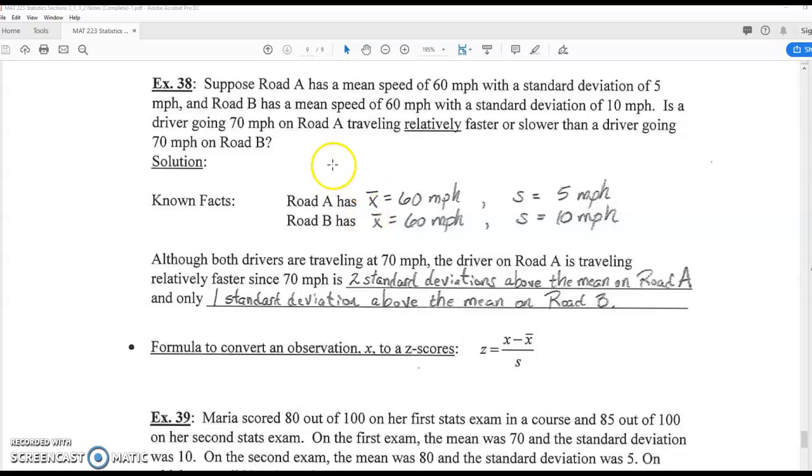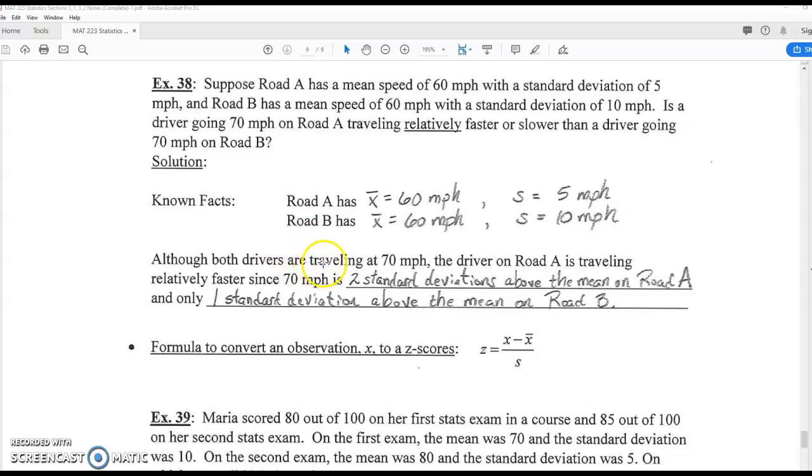So here's what we were just given. Road A has a mean, x bar, of 60 miles per hour, standard deviation S of 5 miles per hour. Road B has a mean of 60 miles per hour, but a standard deviation of 10 miles per hour.